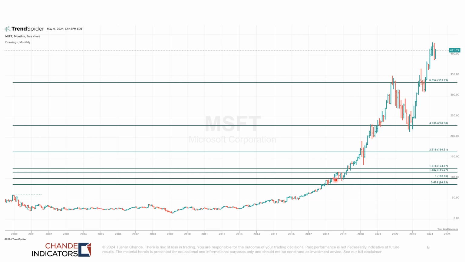Now remember, for example, we're getting resistance and support near Fibonacci levels. Again, a resistance and support near Fibonacci levels. So traders are watching these levels.